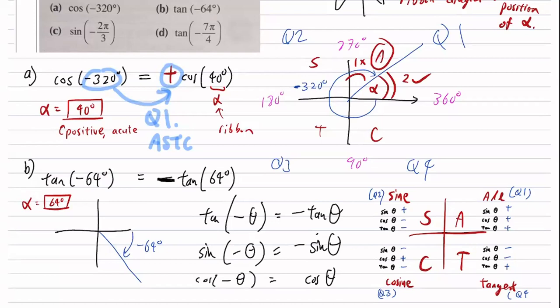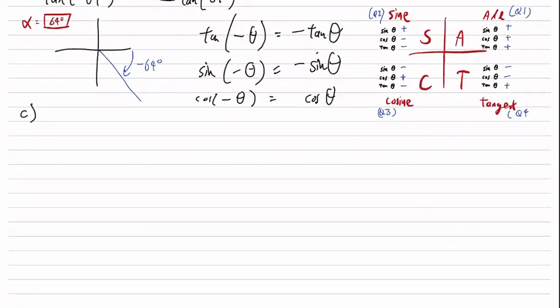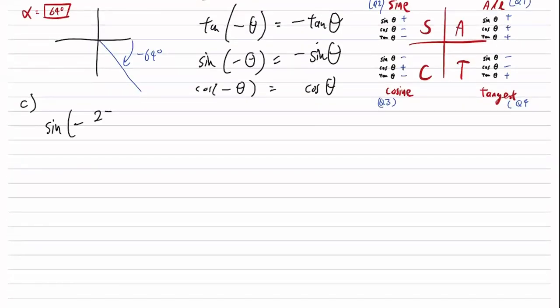Should we do an experiment? Okay, actually, I don't think it's worth the time. We already talked about it. It's fine. Let's just move on to part C. Part C: sine of negative 2 pi over 3. Any questions?